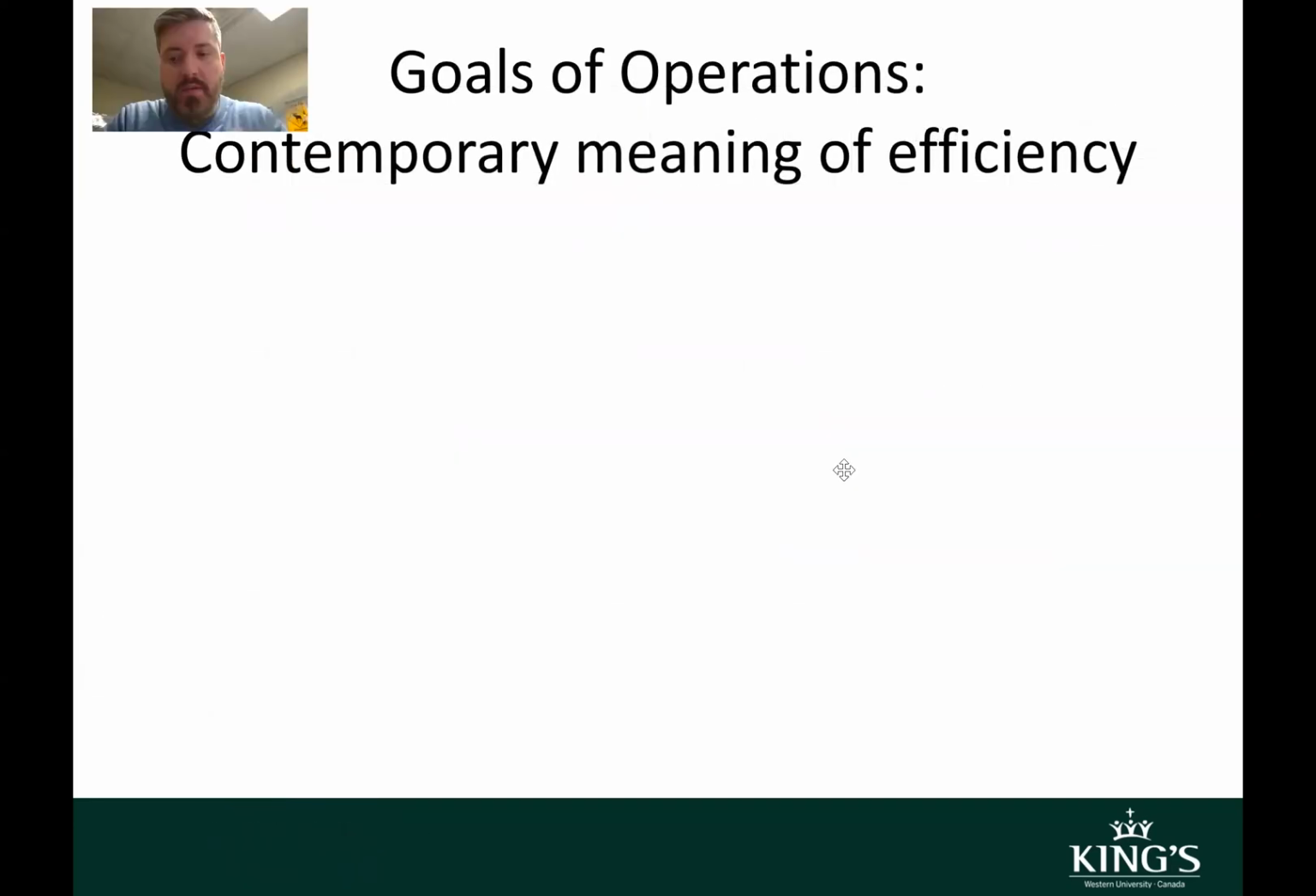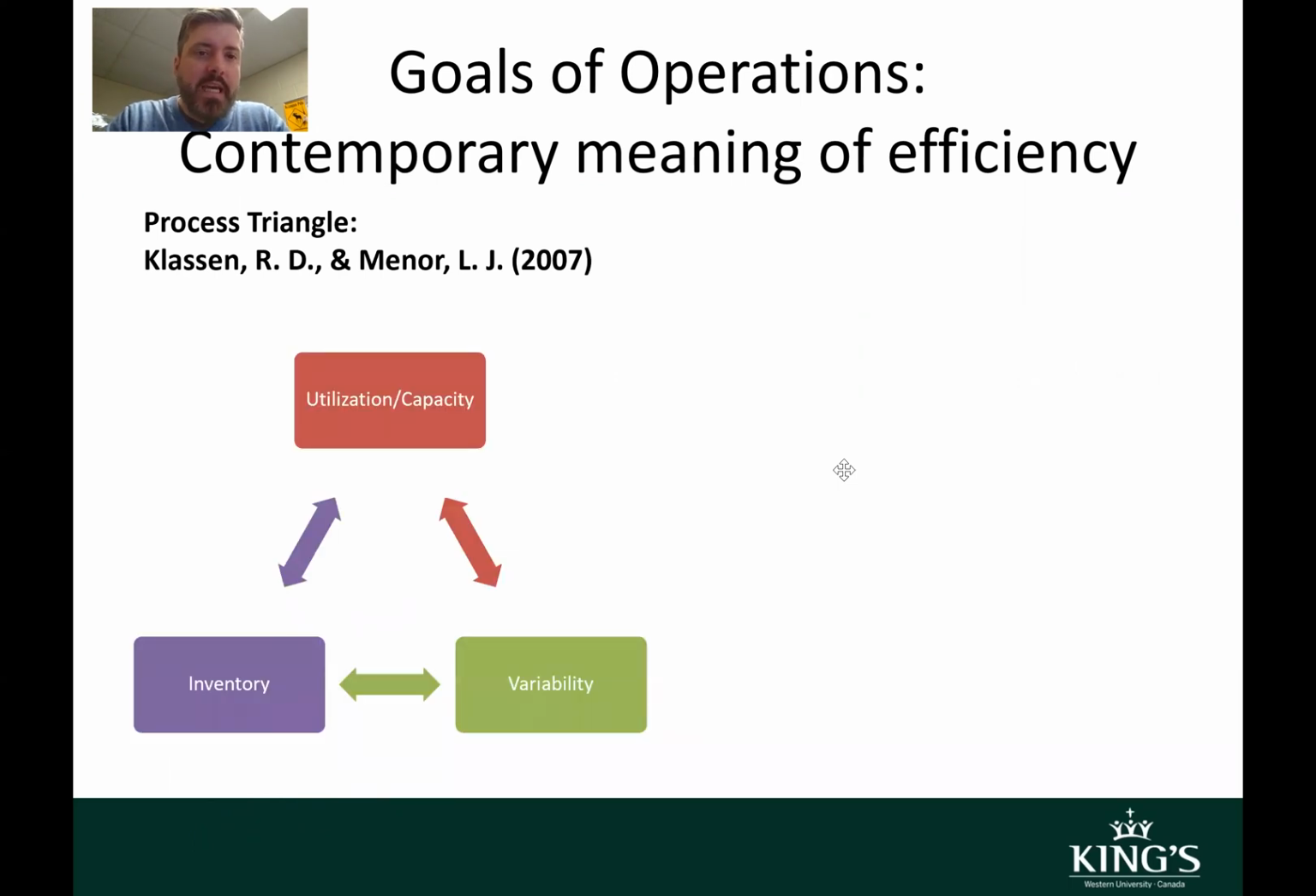So, as I was saying before, we're looking for a contemporary meaning of efficiency in an operation. Klassen and Menor came up with the idea of a process triangle. And so if you want to be efficient, you have to take care not only of that operational fit, but you have to consider the operational fit across these three parameters, or let's call these three variables. The first one being utilization and capacity. By capacity, I actually mean how much you can produce or deliver to your clients.